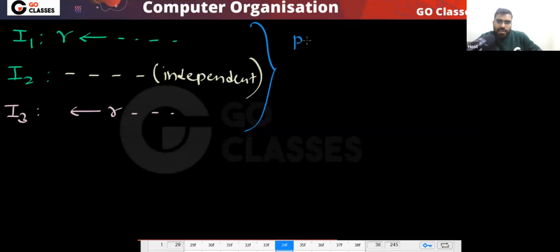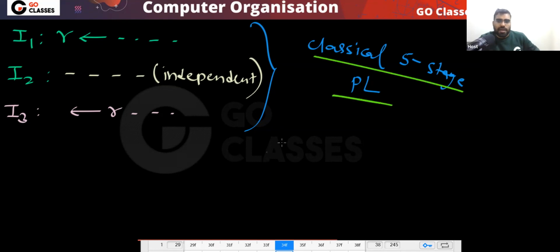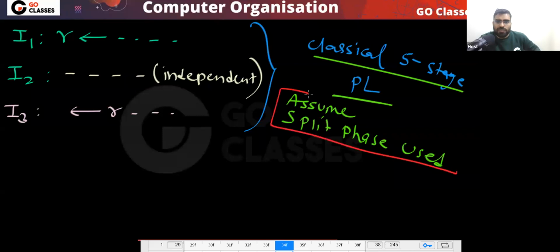Let's assume you have this pipeline. Which pipeline you have? Your classical 5-stage pipeline. And let's assume that split phase is used. Assume split phase is used.